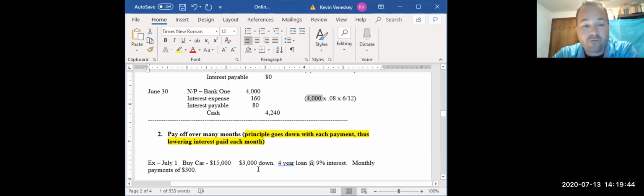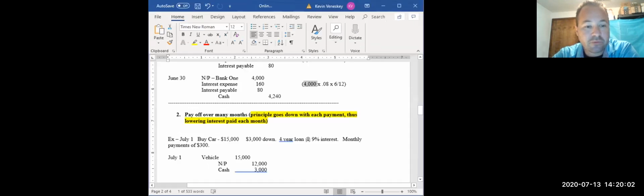So let's look at this example here. Let's say we bought a car for $15,000, and just to make it a little bit more realistic, we put $3,000 down right away. The rest of it I put on a 4-year loan at 9%. The monthly payments are 300 bucks. So this would be my first initial journal entry when I bought the car. I got the vehicle, my asset. I took out the 12,000 note. The rest, the 3,000, I put down as cash right away.